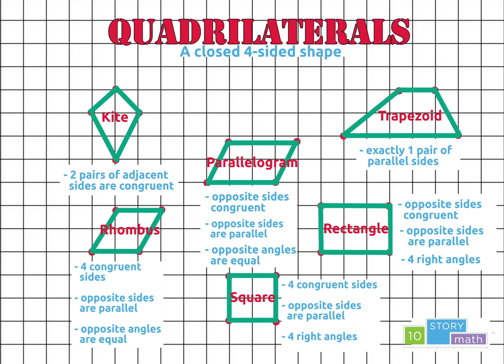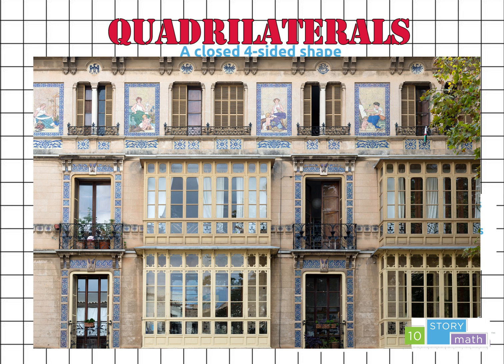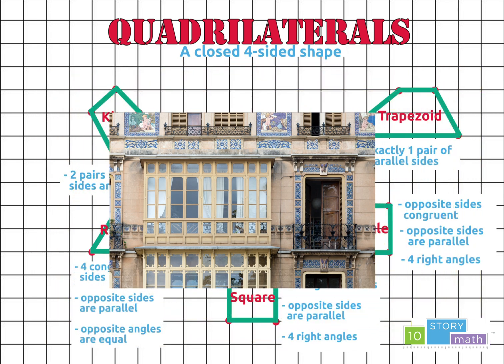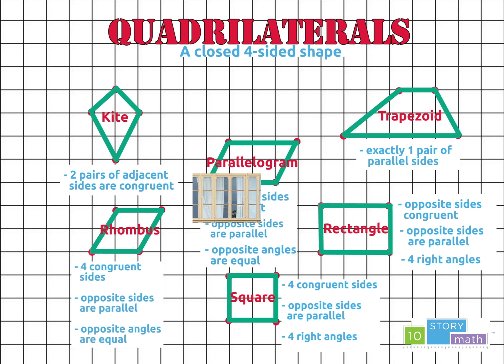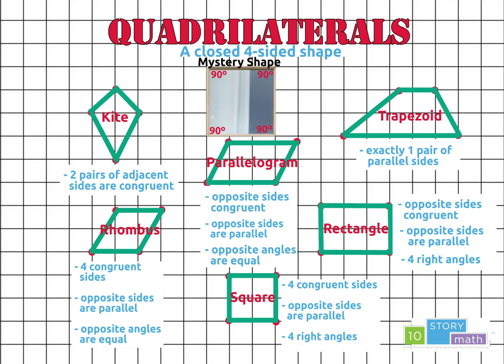Now let's use this list to identify a quadrilateral I display on the screen based on its properties. Be aware, each quadrilateral may have more than one name. Try it out. Can you identify all of the names of our mystery shape? Pause the video to record all of your answers, and then press play to check your work.